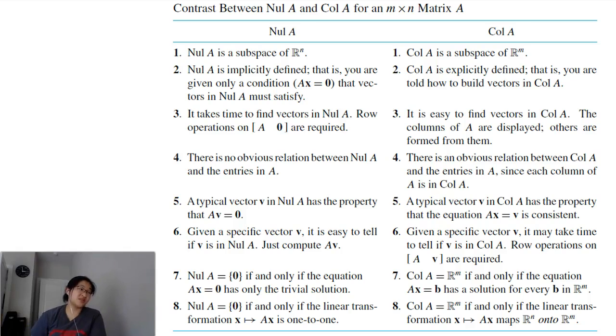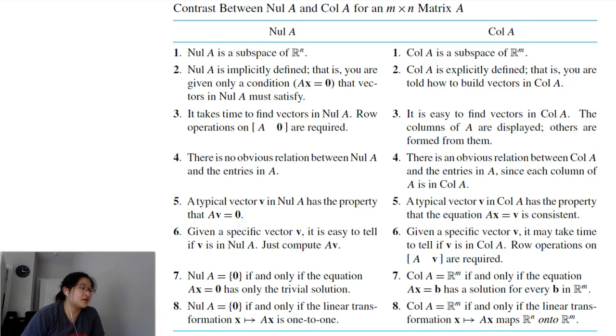So we have the null space of A and the column space of A. What's the difference? These are the differences. Null space is looking at Rn, column space is looking at Rm. Null space is implicitly defined, whereas column space is explicitly defined. You just read it off from the columns. Null space takes effort, you have to do some row reduction to figure it out. But column space is super simple. You just read off the columns.